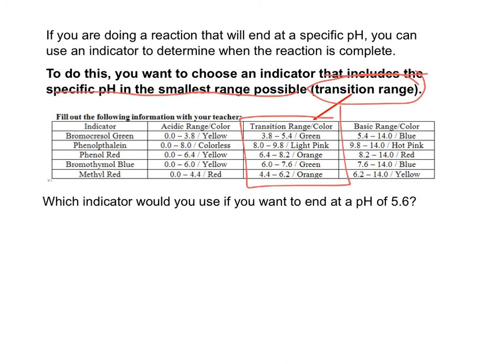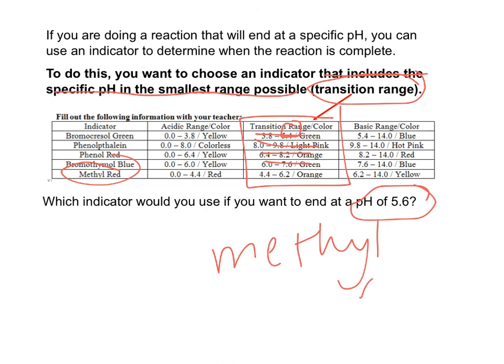And so if our end pH was 5.6, what indicator would be best? So bromocresol green stops at 5.4, so that wouldn't be good. That doesn't include 5.6. So it looks like our best indicator, if our reaction was wanting to end at a pH of 5.6, would be methyl red. All right, and that concludes the end of our indicator demo.